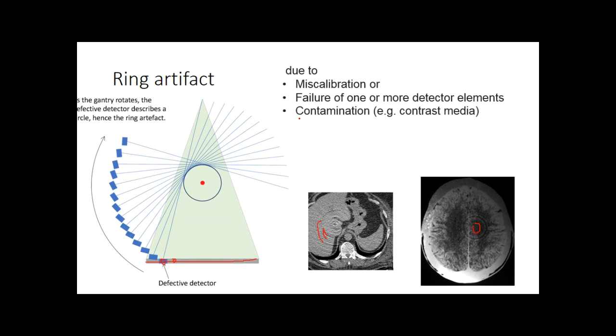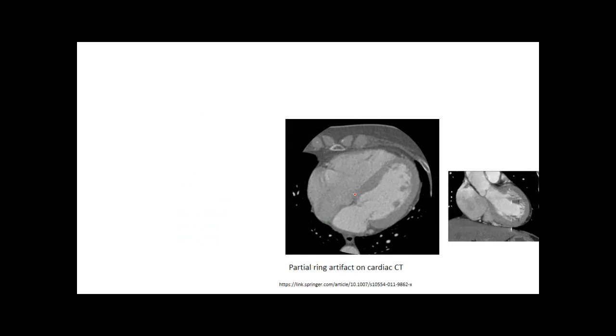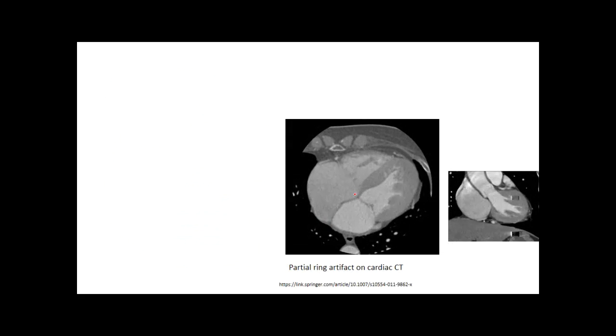What I wanted to talk about is the contamination from contrast media. If contrast media seeps into the gantry over the detector, it might cause a ring artifact. Make sure that you or the engineer check that contrast is not leaking or dripping on the gantry. And if you see any, just try to clean it before it goes inside. Sometimes there is a partial ring artifact.